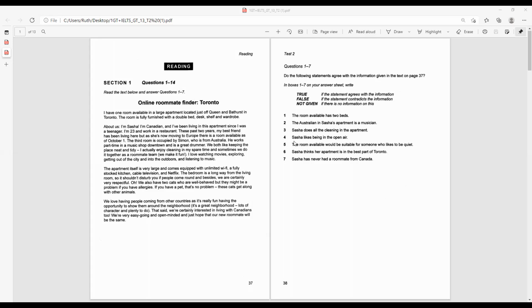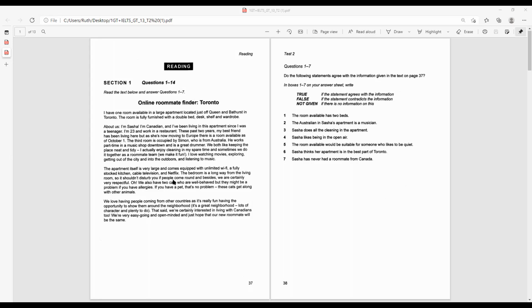What about statement 4? What's our keyword there? Likes being in the open air. So likes, what could be the synonyms? Enjoys, prefers, or something like that. So Sasha prefers to be in the open air. Open air is usually outdoors, countryside or things similar. So what do you think is the answer there for the fourth one? True. True is the right answer.